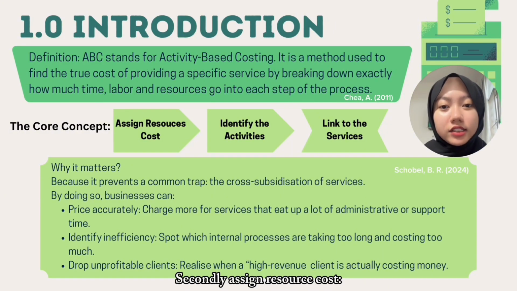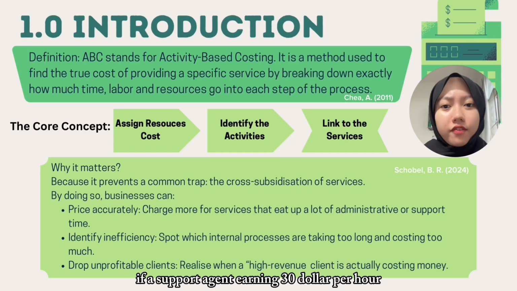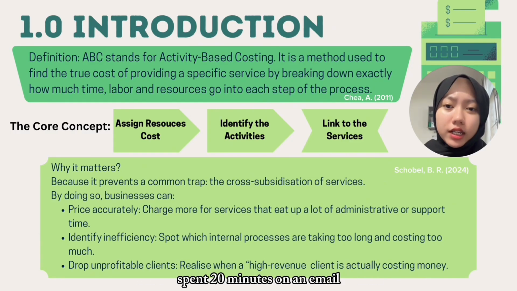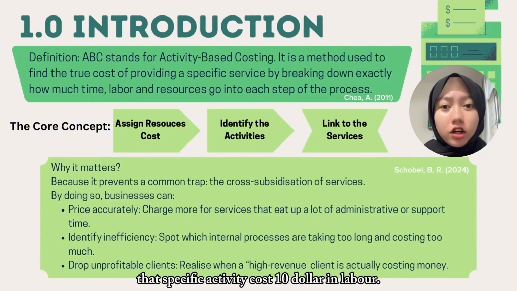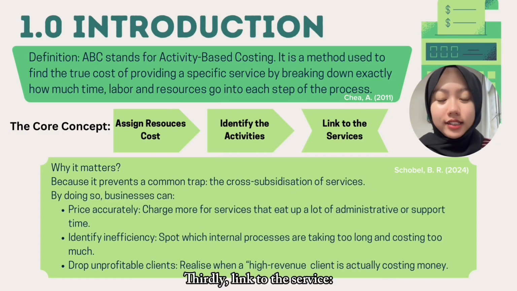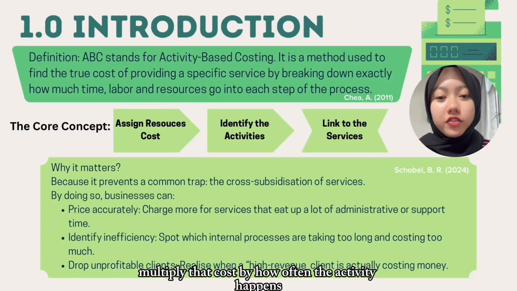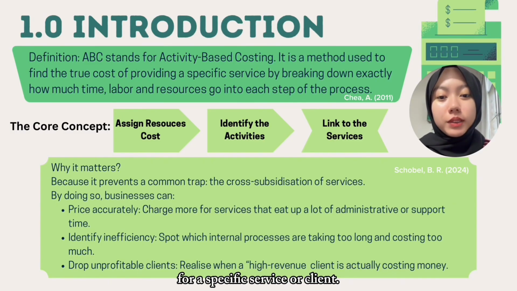Secondly, assign resource cost. How much does it cost to perform that activity? If a support agent earning $30 per hour spends 20 minutes on an email, that specific activity costs $10 in labor. Thirdly, link to the service. Multiply that cost by how often the activity happens for a specific service or client.